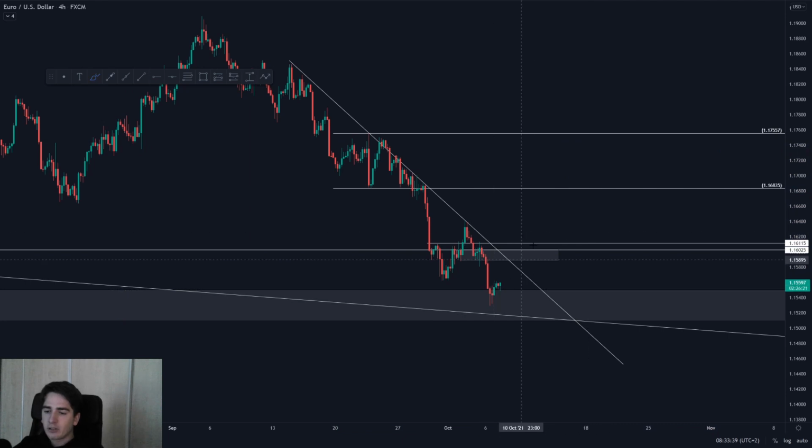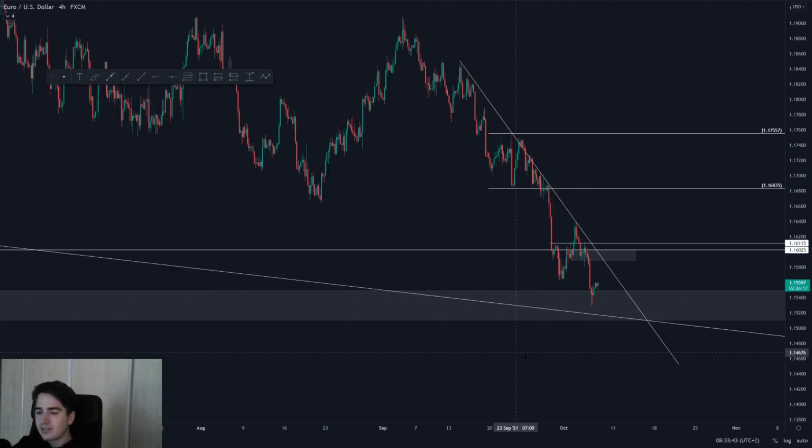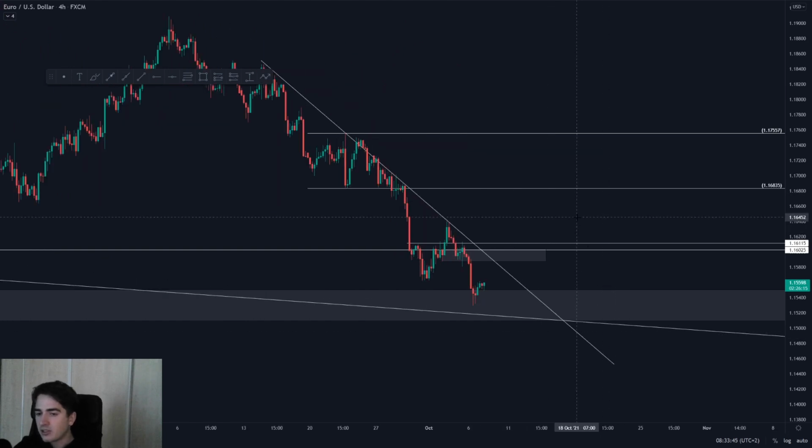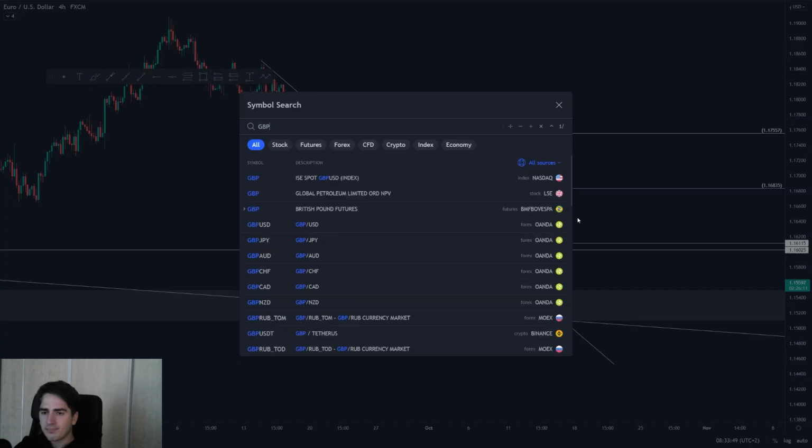So let's see if that happens, guys. Still need to wait for a trend switch because there is no real liquidity or easy liquidity to trade from. So for me, it's just a waiting game until then. So with that said, pound dollar is next.